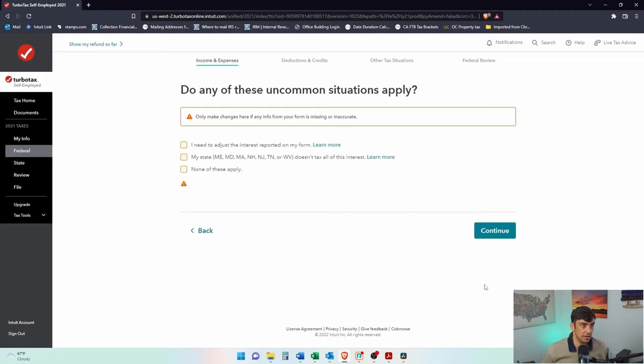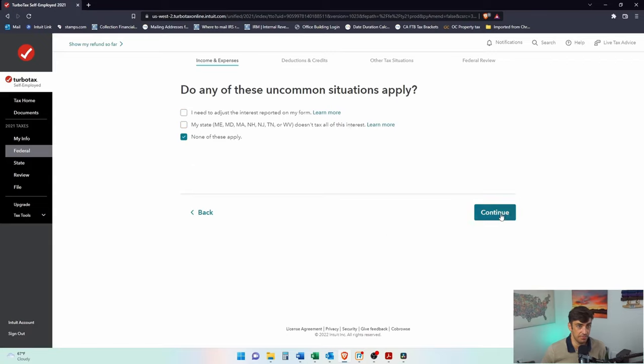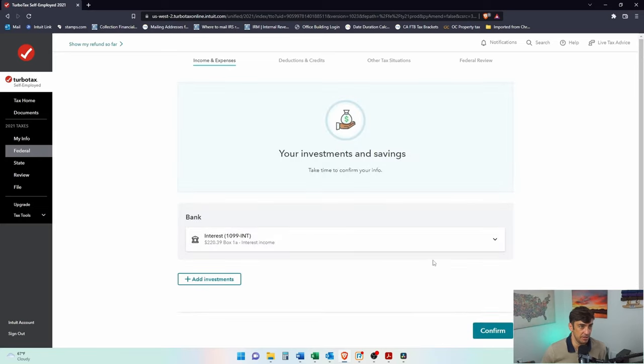Do any of these uncommon situations apply? I need to adjust the interest reported on the form. No, my state doesn't tax all of this interest. So if you're in one of those states and that pertains to you, you click that button. But I'm in California. We tax all income here, of course. Well, not all, but there we go. All right. So we got that one done.